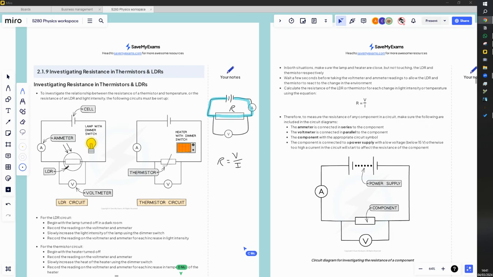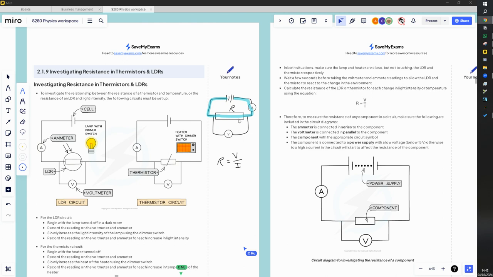So an LDR and a thermistor are basically resistors, only they're a little bit more than a resistor. They behave like a resistor, but the resistance of these LDRs and thermistors is dependent on the environment.